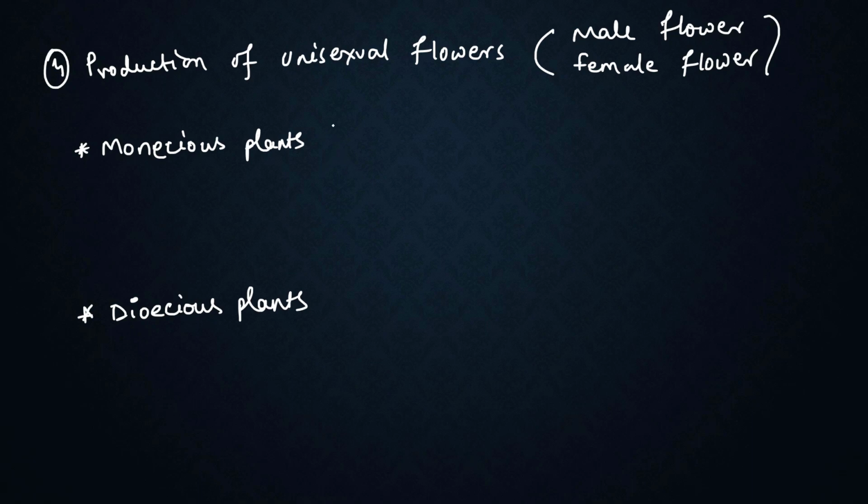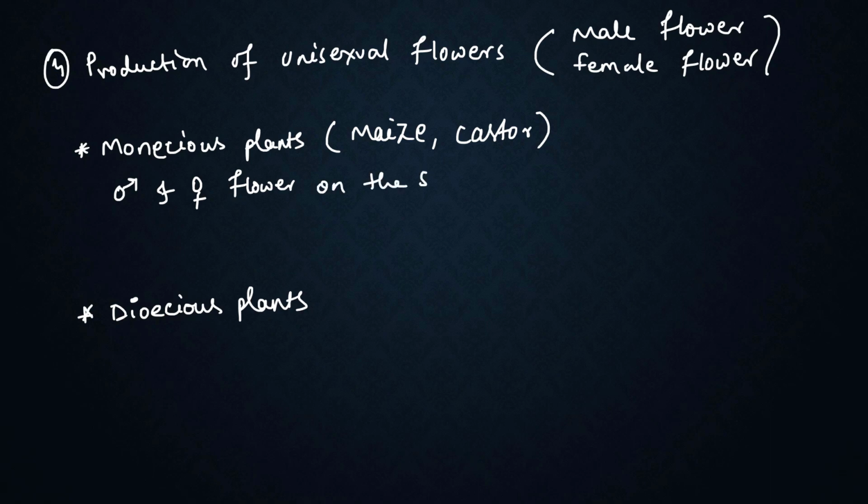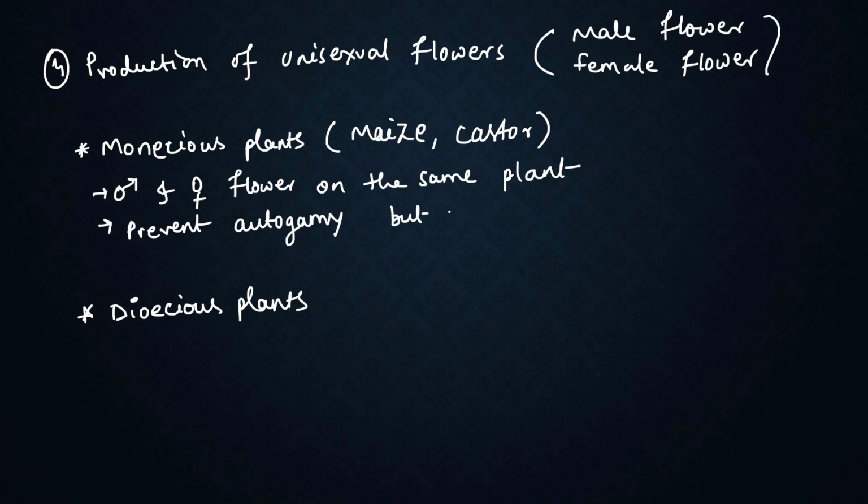In case of monoecious plant, for example, we have maize and castor. In these cases, there are going to be male and female flowers on the same plant. We are going to have unisexual flowers, but because they are monoecious, the male and female flower are on the same plant. In this case, the production of unisexual flower is going to prevent autogamy but not geitonogamy, right? So we are talking about cross pollination here. We are talking about bringing genetically different pollen grain to the flower. You know that geitonogamy is functionally cross pollination, but genetically it is similar to autogamy.